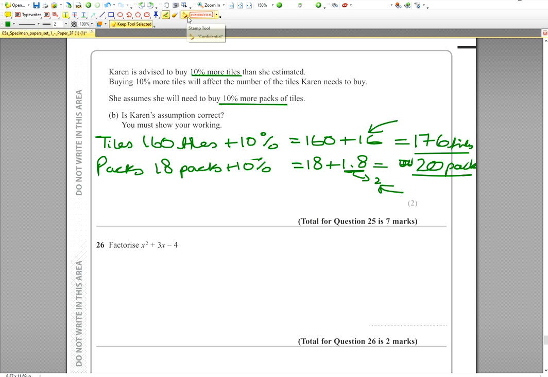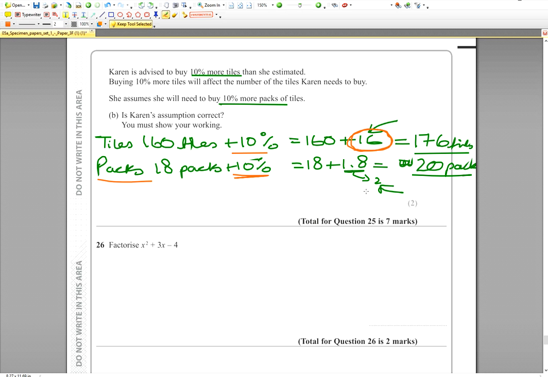No, the tiles, 160. Tiles add 10%. Oh, tiles. It's just my handwriting. So it's 160 tiles. So basically, if she works at 10% more tiles, she will need another how many tiles? 16 tiles. If she works at 10% extra of the packs, she'll need another 1.8 packs.